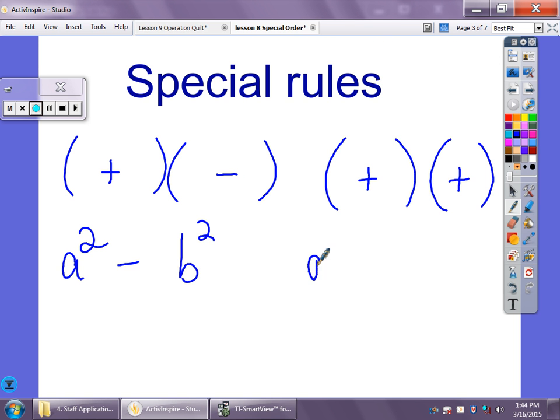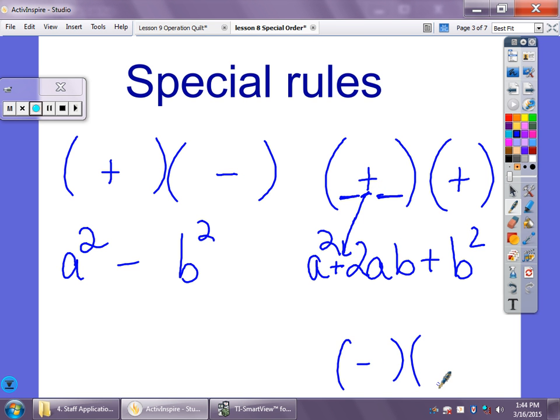I'm still going to square the first, square the last, and take the two terms, multiply them together, and times them by 2. The sign that goes here is controlled by the sign in the parentheses. So if I had a minus in the parentheses, this would be a minus.